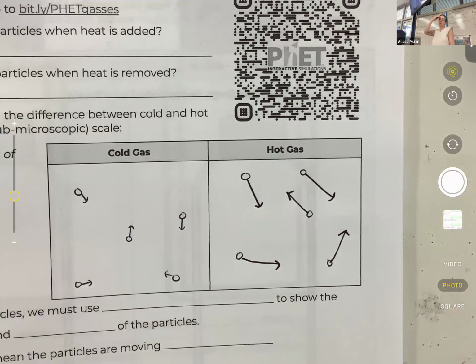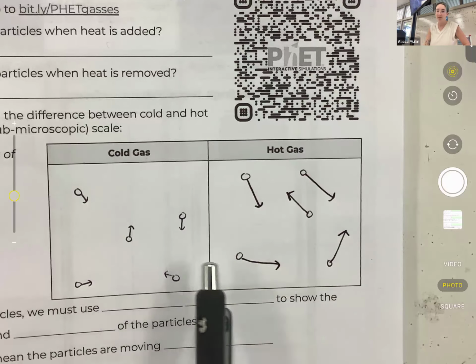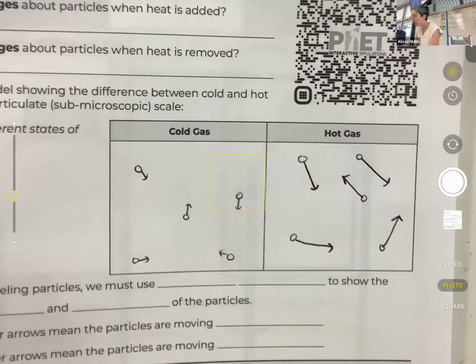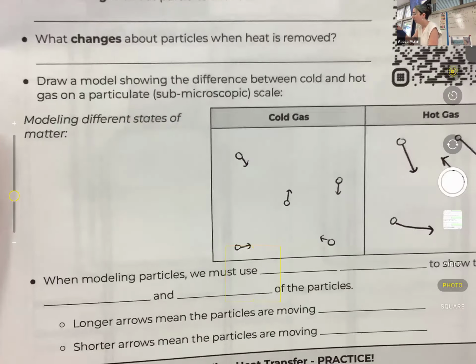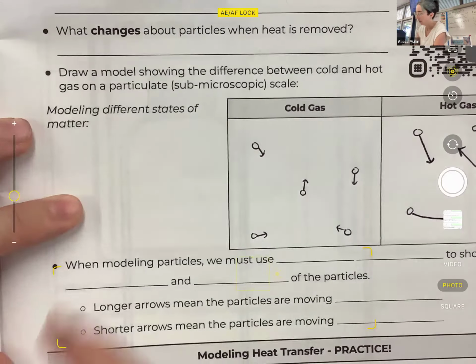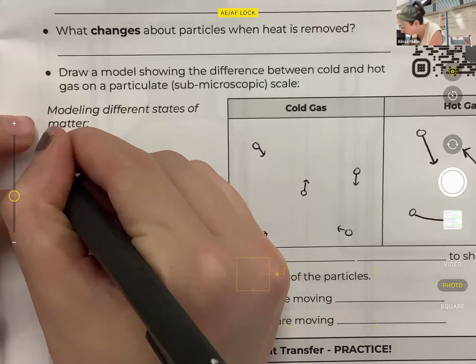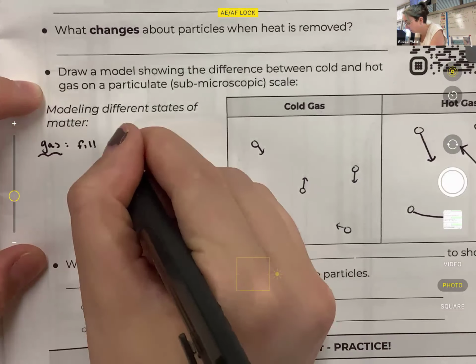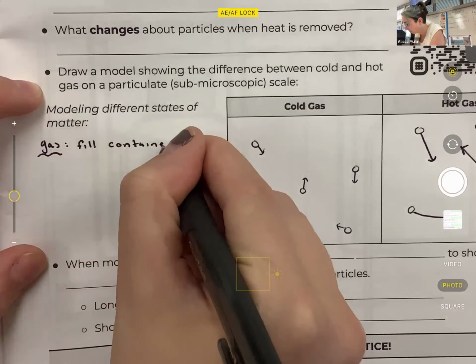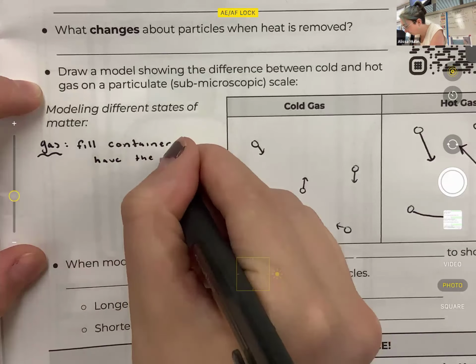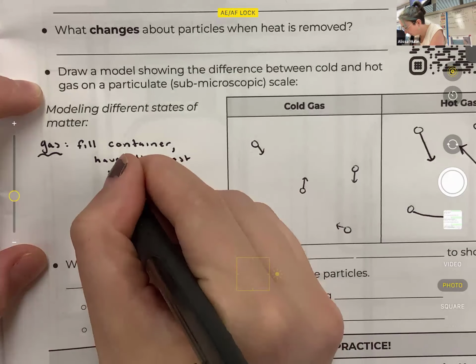So as we're thinking about these models, if there's a difference in temperature, that's going to be important for us to represent using these different conventions, these different strategies, because difference in temperature tells us a lot about heat. Okay. And we've talked about, like the first day we talked about this as well, but let's make sure we have a record of it. If I want to show a gas, it should fill the container and have the most, I'll say, movement.